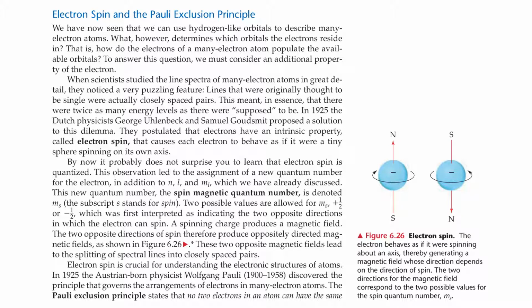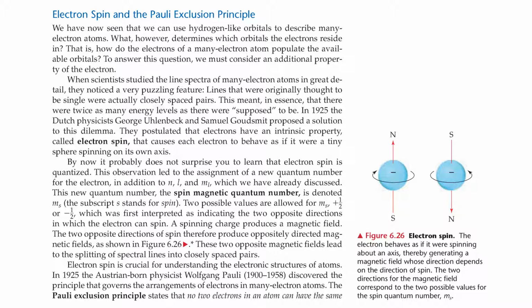In 1925, the Dutch physicists George Uhlenbeck and Samuel Goudsmit proposed a solution to this dilemma. They postulated that electrons have an intrinsic property called electron spin that causes each electron to behave as if it were a tiny sphere spinning on its own axis. By now, it probably doesn't surprise you to learn that electron spin is quantized. This observation led to the assignment of a new quantum number for the electron, in addition to the n, l, and m_l which we've already discussed. This new quantum number, called the spin magnetic quantum number, is denoted by m_s. The subscript stands for spin.